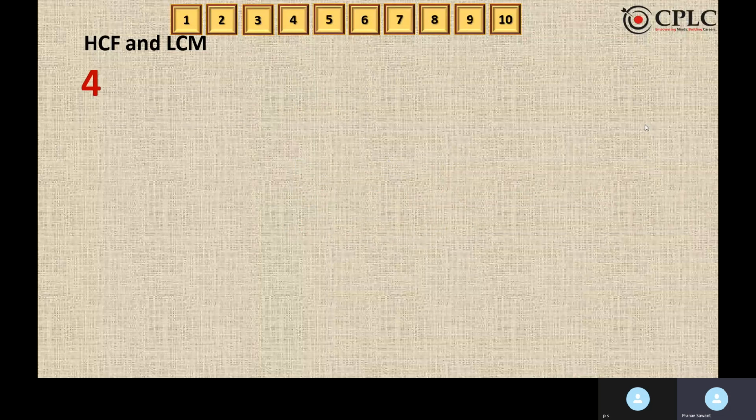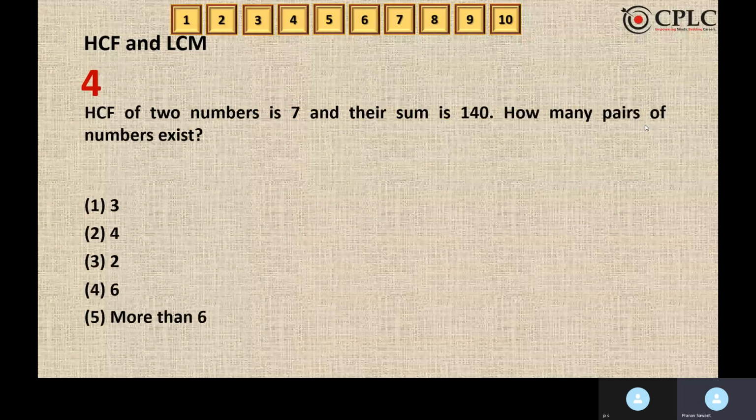Moving to the next question. HCF of two numbers is 7 and their sum is 140. How many pairs of the numbers exist? Now, we know the concept that if we have HCF, we can go to the original numbers. Just by assuming it as A and B, the original two numbers would be 7A and 7B. There's just one condition to it, that is, A and B must be co-prime.